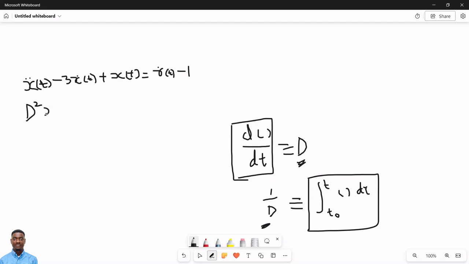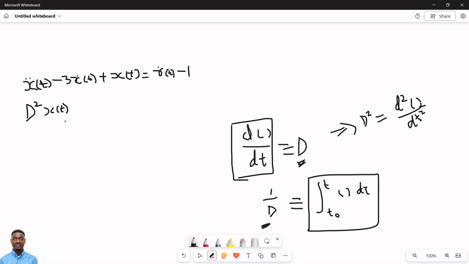x of t. Now this d squared x of t, because my d is just d/dt, right? So my d squared is d squared over dt squared in this case. That's my d squared. So if I write that, I'll still be needing my x in this space.